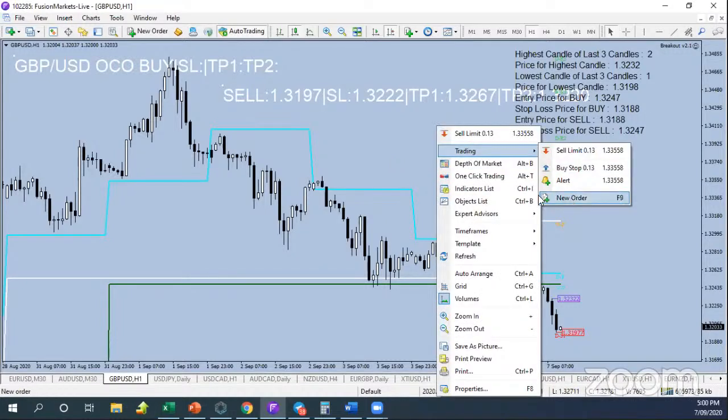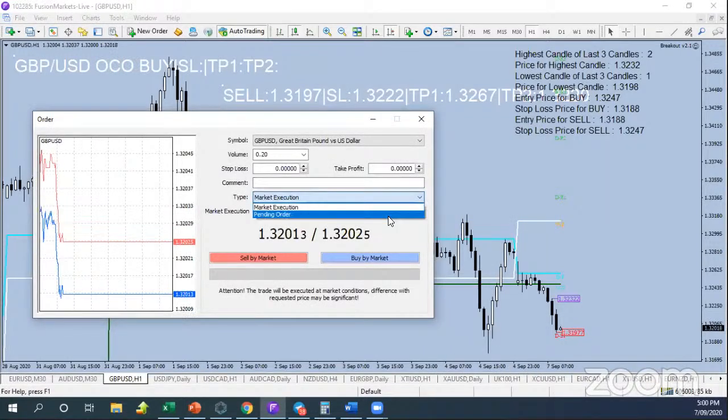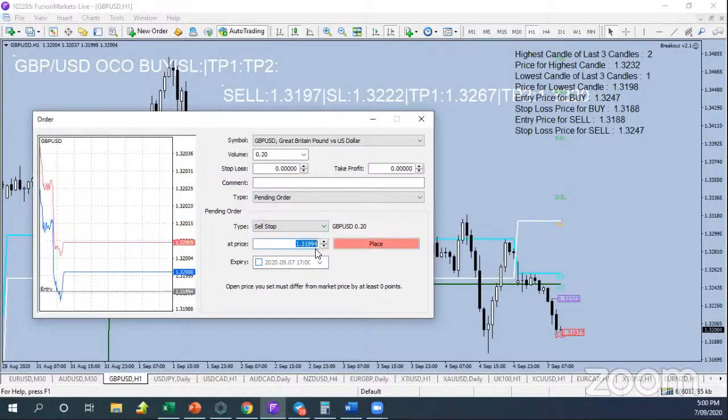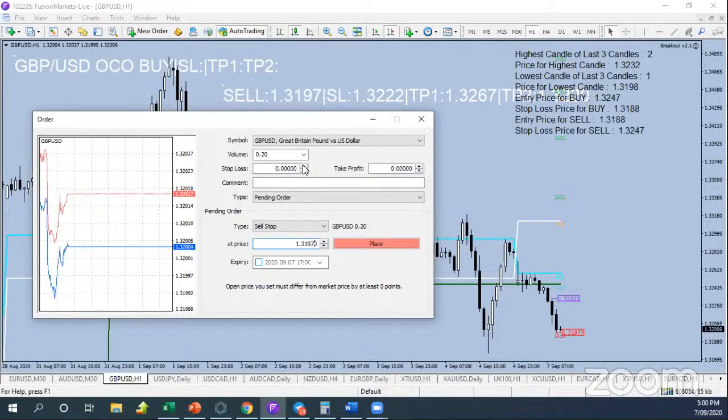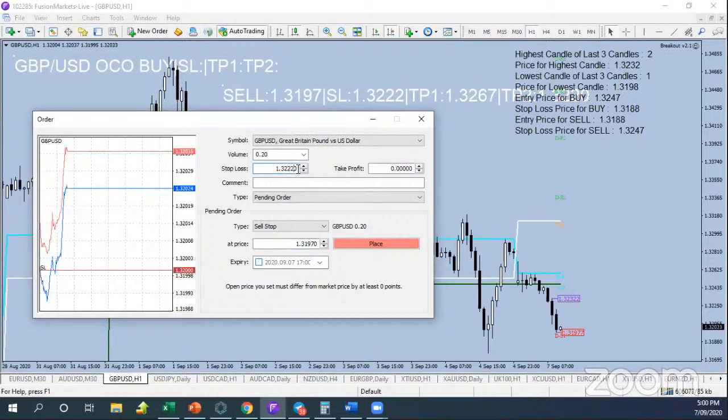So it's a sell, and here's a sell stop at 1.3197, and the stop loss is 1.3222. Okay, so that can go in.